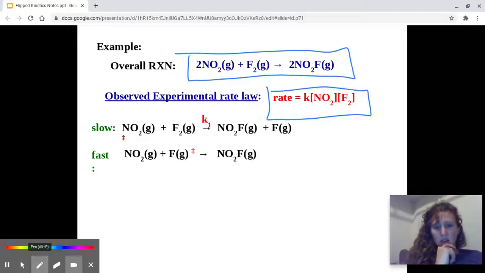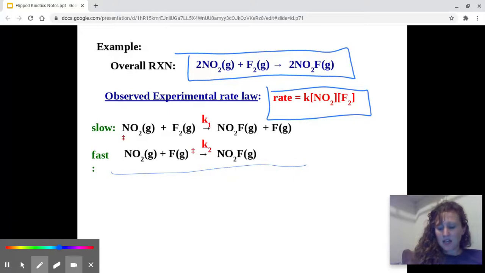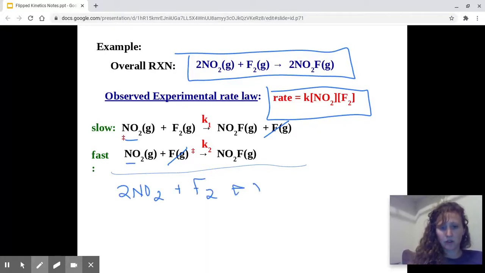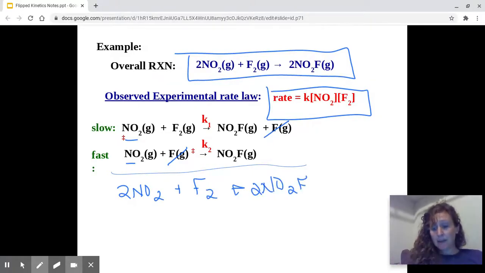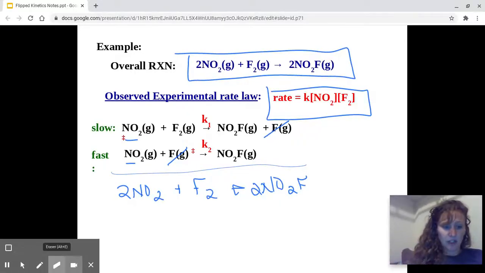So notice a couple things. First of all, you can add these two together, and when we reduce out the intermediates, like atomic fluorine, we're going to get the same overall reaction: 2NO2 + F2 goes to 2NO2F, right? So it's valid in that way. We can add the two steps together and get our overall reaction.